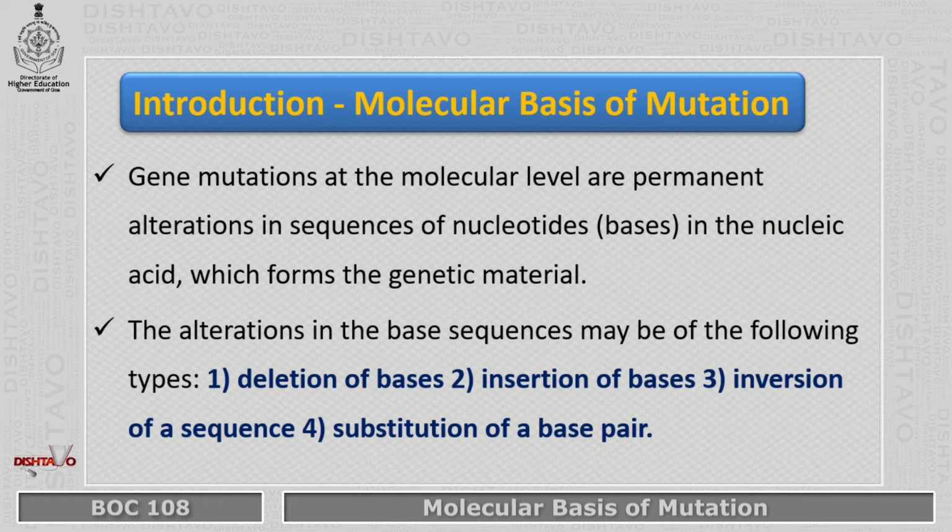Gene mutations at the molecular level are permanent alterations in sequences of nucleotide bases in the nucleic acids which form the genetic material. These alterations in the base sequences may be due to deletion of bases, insertion of bases, inversion of the sequence of bases, or even substitution of a base pair.